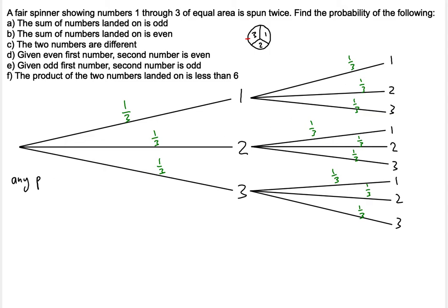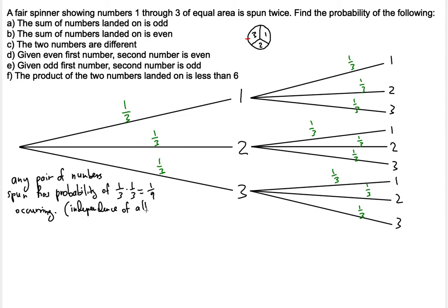So any pair of numbers spun has probability 1/3 times 1/3, 1/9, of occurring. That's a fact. Any pair you take, let's say 1 and 1, 1 and 2, 1 and 3, you will have to multiply each probability by the next probability. This is due to independence of attempts and results. Each spinning attempt will be independent of the other. Now let's answer these questions using the tree diagram that we created.